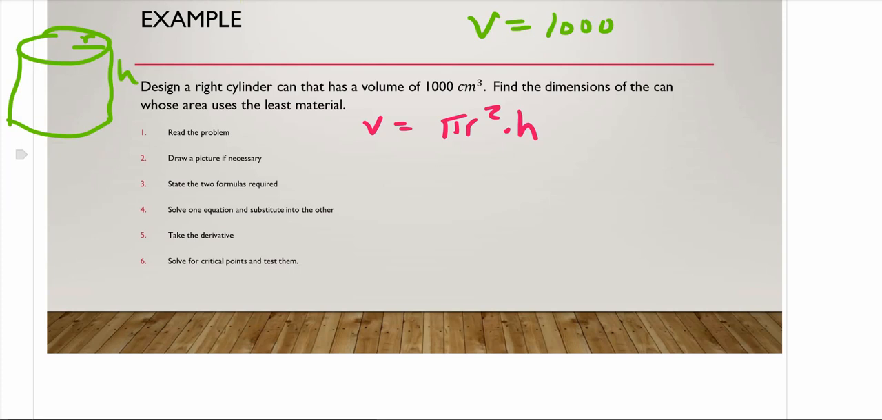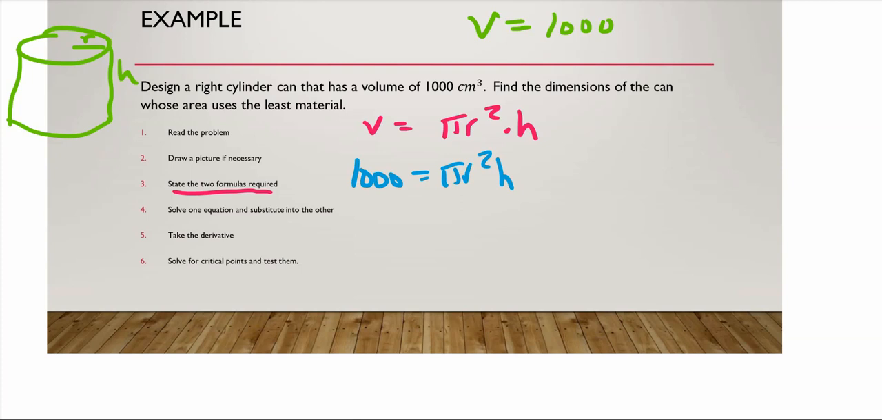So let's continue reading our strategy here. It says read the problem, which I did. I drew a picture, which I did. Now it says state the two formulas. Well, I'm kind of stuck here. My volume is going to be pi r squared times H, so I can substitute that in here and say 1,000 is going to equal pi r squared H. And that's only one formula, and it's saying it's got to have two formulas.